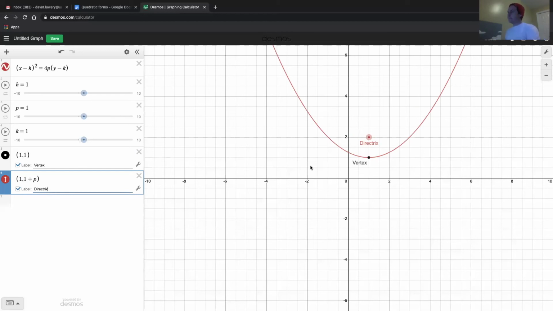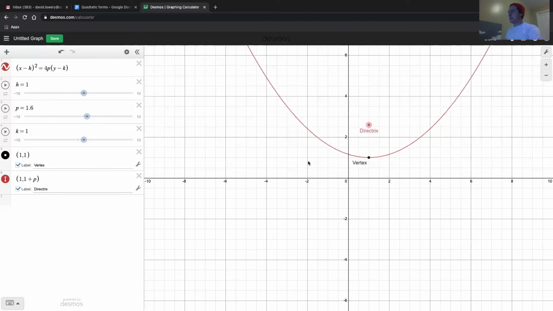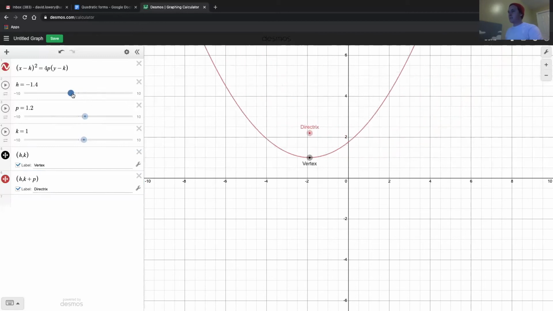Pretty sneaky, right? If I change p, I change the focal width, but I also change the distance to the directrix, because p is the distance from vertex to directrix. So that's kind of cool. Now I would actually have to change this to h and k, so that if I change where my vertex is, the focus will follow it. So I'm going to go h, k here, and h, k. Now if I change my h and k, my directrix will go along with it.